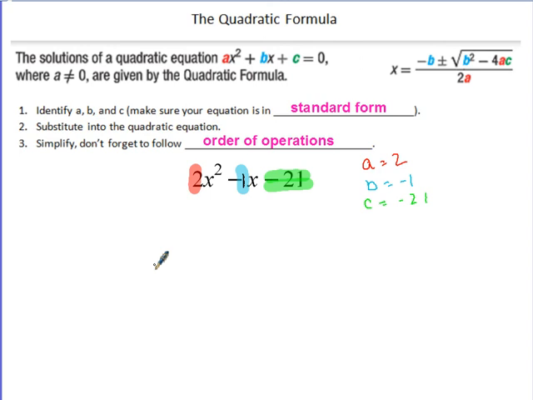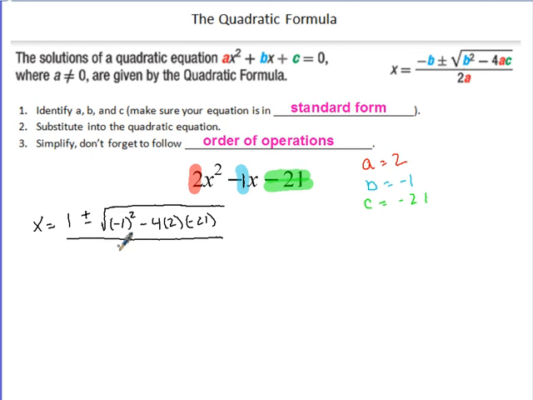So I have x equals, the first thing is negative b. Alright, -1 is positive 1. Alright, plus or minus the square root of b squared, so -1 squared, minus 4 times a, which is 2, times c, which is -21. Alright, and that is all over 2 times a, which is 2.